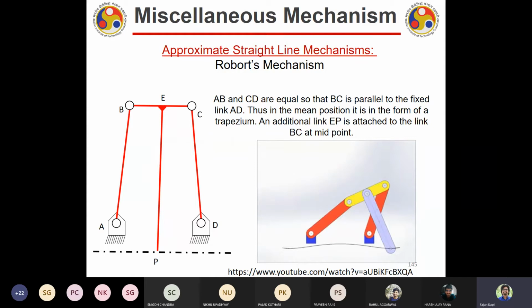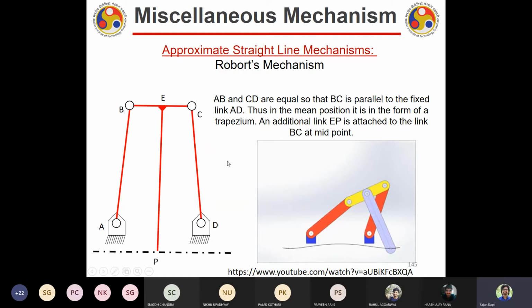Okay, fine. Next is Robert's mechanism. In the Robert's mechanism, there are links AB and CD, which are of equal length. The link BC is parallel to the fixed ground link AD. Thus, in the mean position, it is in the form of a trapezium. If I attach an additional link EP at the midpoint of BC, then this particular point P will trace an approximate straight line.